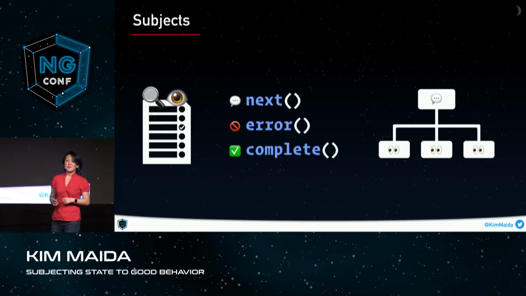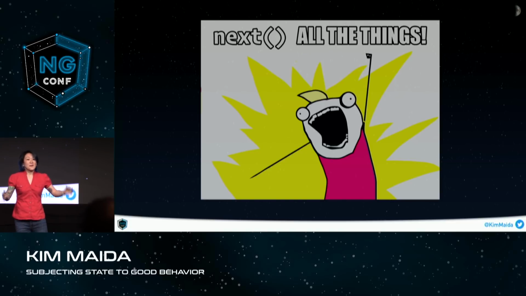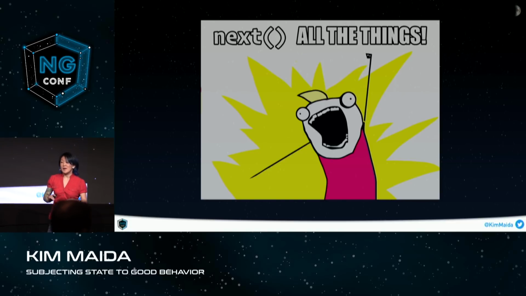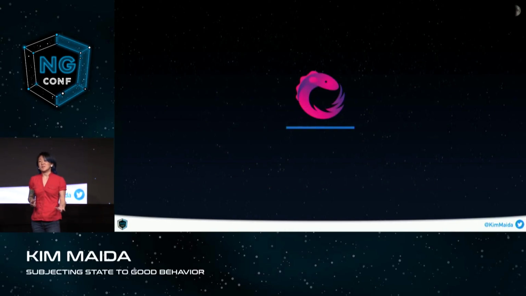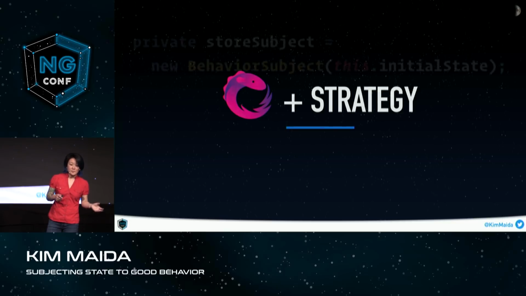Now, the thing that happens when you give developers free and unfettered access to something like the next method in their applications is you can induce what I like to call a reactive power trip, where people get tempted to just use the next method anywhere and everywhere in their application. And so when it comes to managing state reactively with RxJS, we really need some kind of a strategy here. We don't want to do this sort of next all the things all over the place.